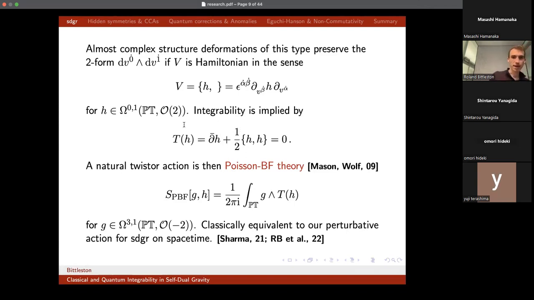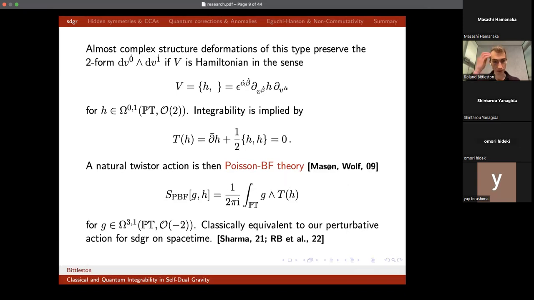It takes values in some line bundle, and the term which would usually have been a commutator term is now a Poisson bracket term. We can then write down a twistor action for self-dual gravity, which just imposes this condition with a Lagrange multiplier. We call the theory Poisson BF theory, because it's like a holomorphic BF theory, but the only difference is instead of having a commutator, it's got a Poisson bracket. And this is the formula for it.